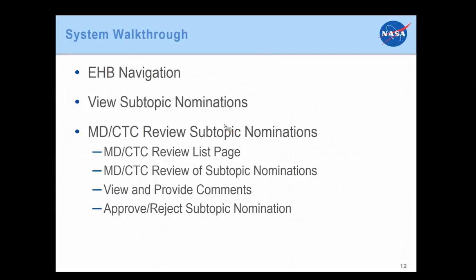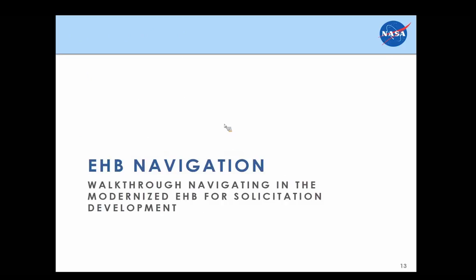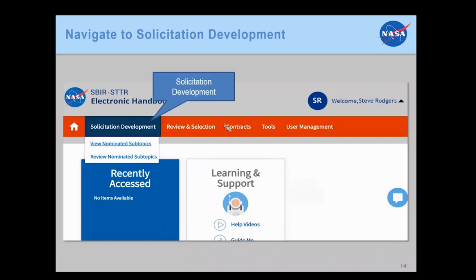All right, so today we're going to cover navigating to solicitation development in the Modernized EHB, how to view the list of subtopic nominations, and then the key steps for the MD CTC review of subtopic nominations. If you have any questions so far, you can add them in the chat box in Adobe Connect, and we'll have a pause here in a minute.